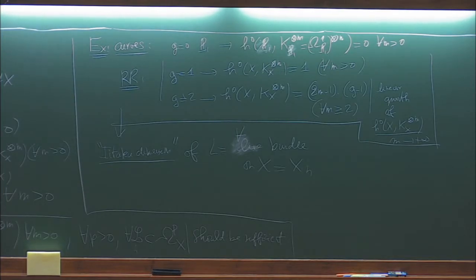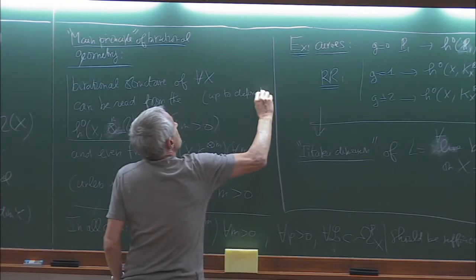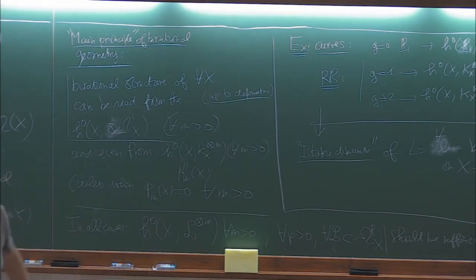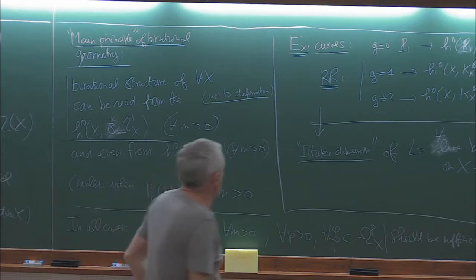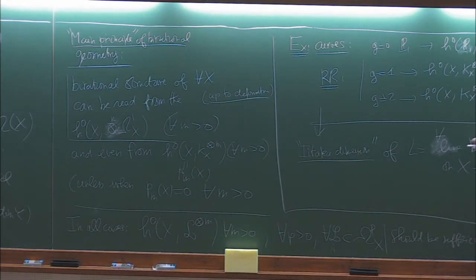Maybe let us say this is not quite true like this, but maybe up to deformation too. Up to deformation, maybe. Yes, yes, yes. Up to deformation, maybe. Iitaka dimension of L. So this is a line bundle on X, which is equal to X^n here.